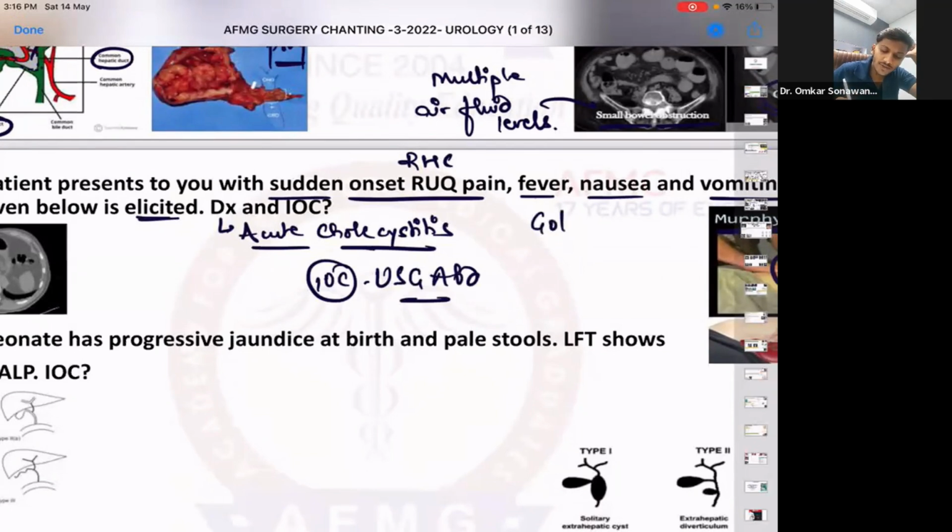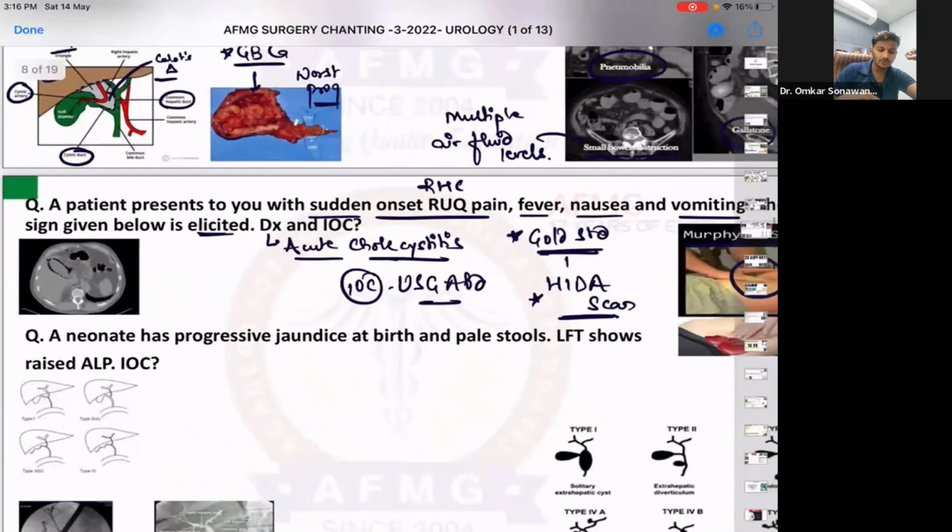Whereas if I talk about the gold standard investigation or the best investigation for acute cholecystitis, very good, Nivedita. It is the HIDA scan. What do we mean by HIDA scan? Hepatobiliary iminodiacetic acid scan. That is what is known as a HIDA scan, which is the gold standard or the best investigation for acute cholecystitis. Whereas the normal investigation of choice is ultrasound abdomen. No issues with this.